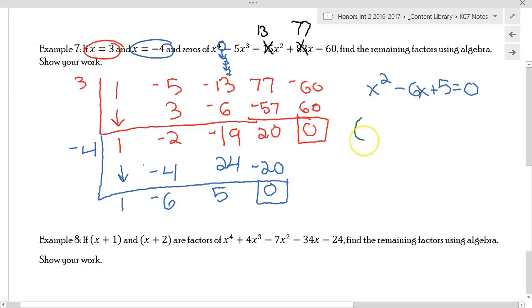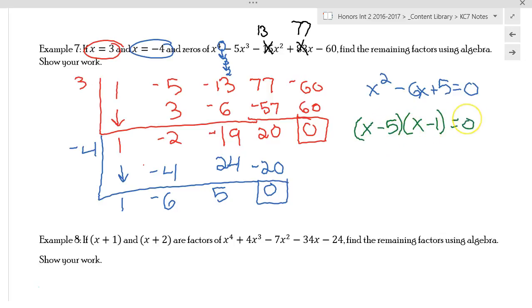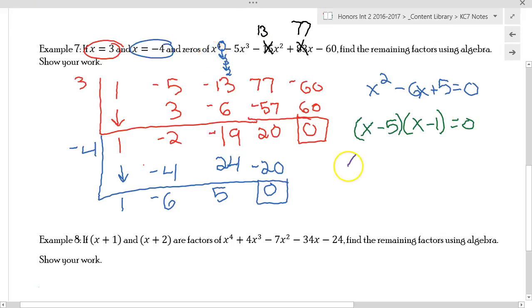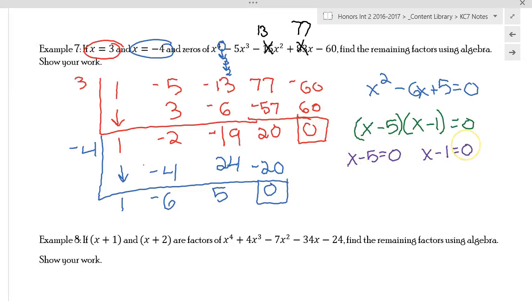What multiplies to 5 and adds to negative 6? That'd be negative 5 and negative 1. And then my last step is to split and solve. So x minus 5 equals 0 and x minus 1 equals 0. Add 5 here. x equals 5. Add 1 here. x equals 1. And that's it. So the ones with 2 are not that much harder.